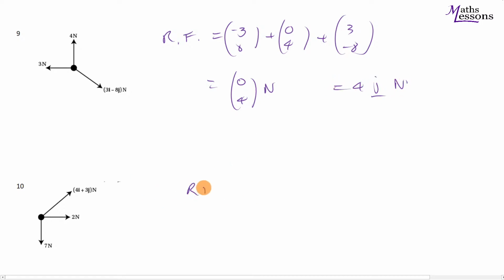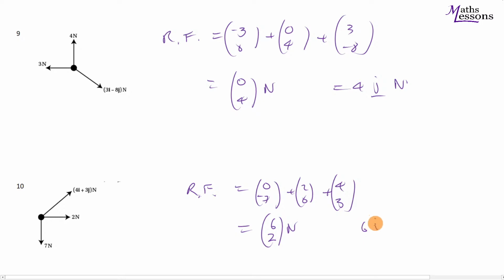And then on this one, the resultant force will equal, let's start at 7. So we've got (0, -7) plus (2, 0) plus (4, 3), and we get (6, -4), or we have 6i minus 4j newtons.